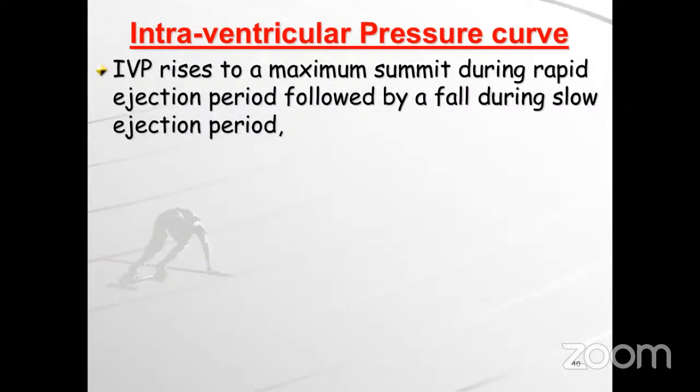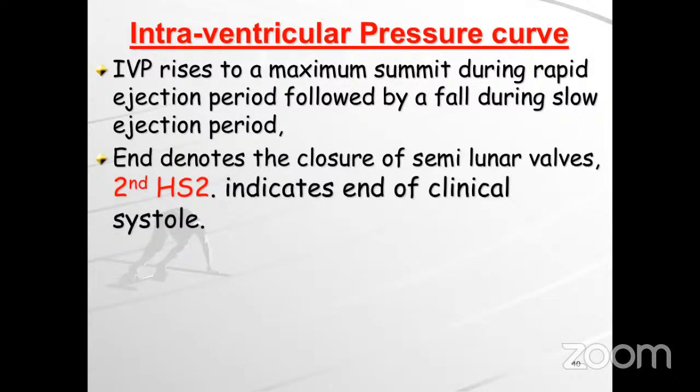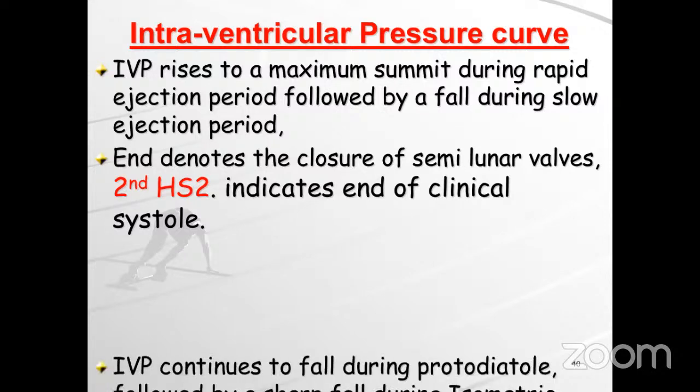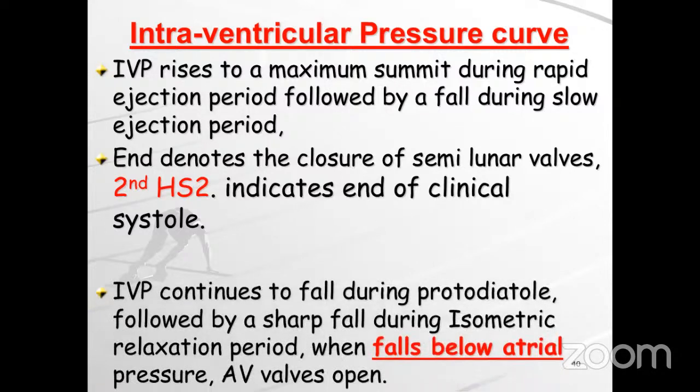Intraventricular pressure rises to a maximum during the rapid ejection period, followed by a fall during the slow ejection period. The end of this denotes the closure of the semilunar valve, or the second heart sound, and indicates the end of clinical systole. Intraventricular pressure continues to fall during protodiastole, followed by a sharp fall during isometric relaxation, when it falls below atrial pressure, causing the opening of the AV valve.